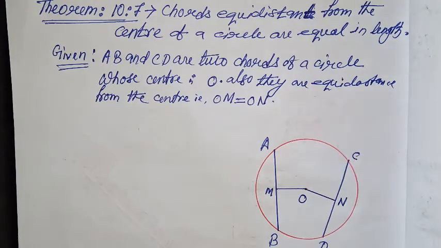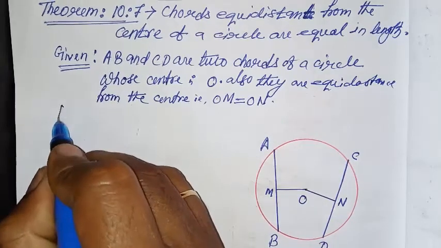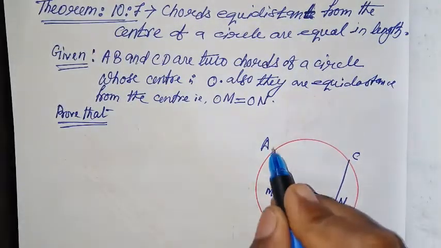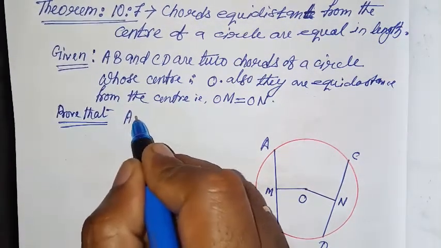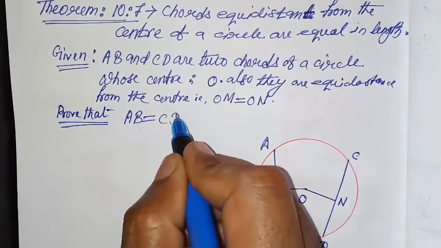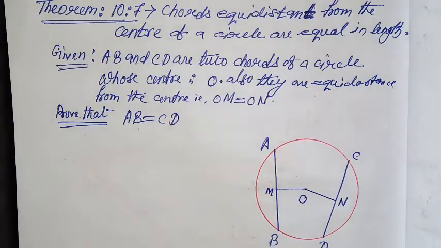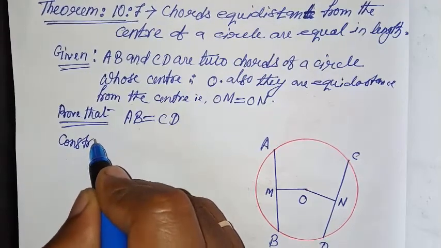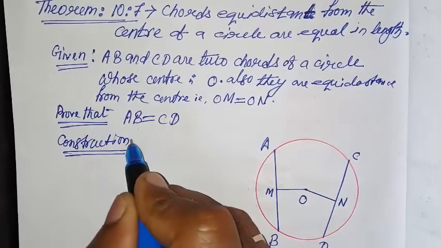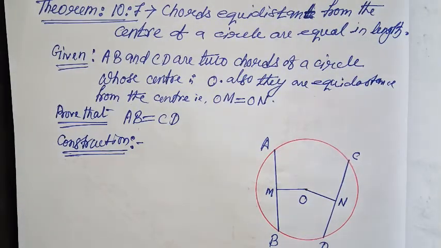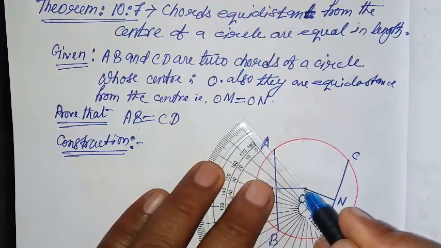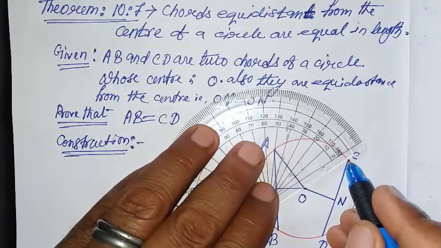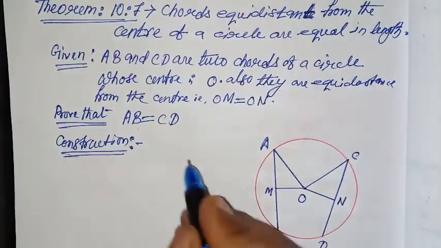So what you have to prove? Then we have to prove that this and these are equal. AB equals to CD, two chords are equal. We have to prove this one. For that we have to use a construction. What is that construction? Construction is what? AO and BO are joined.